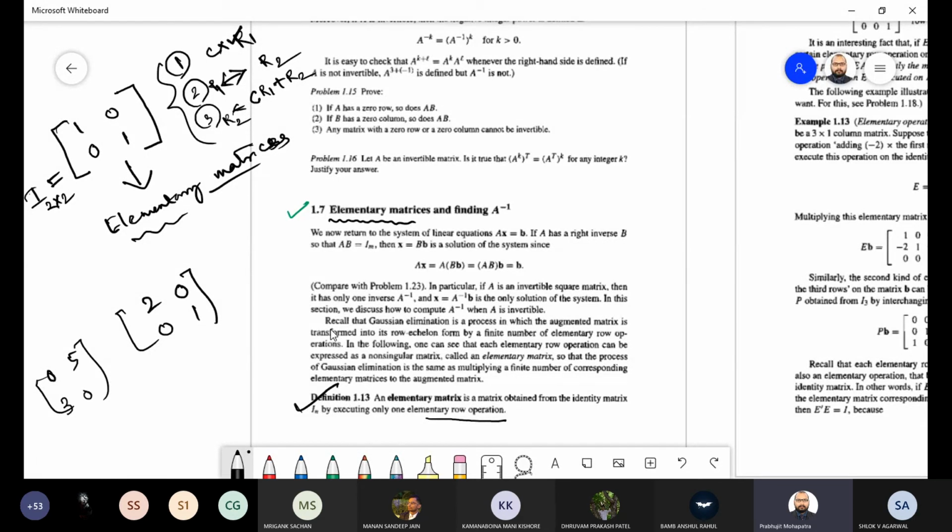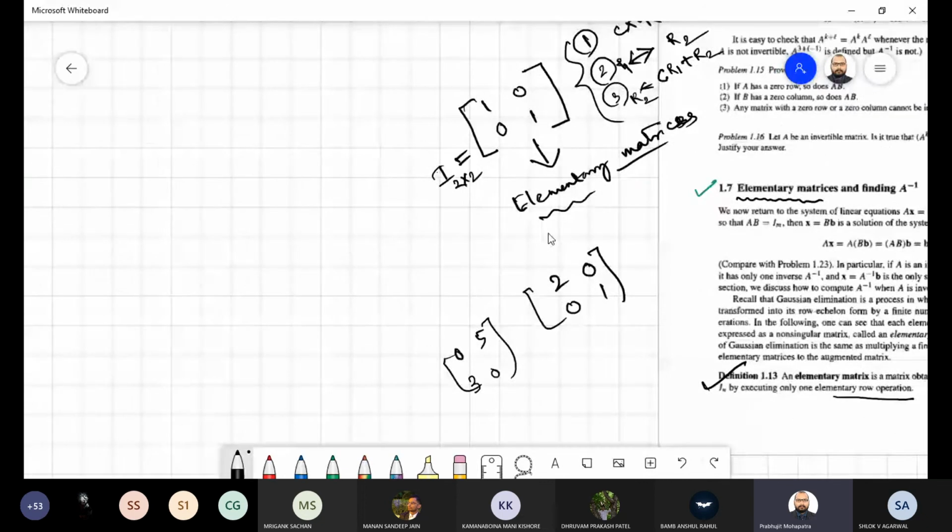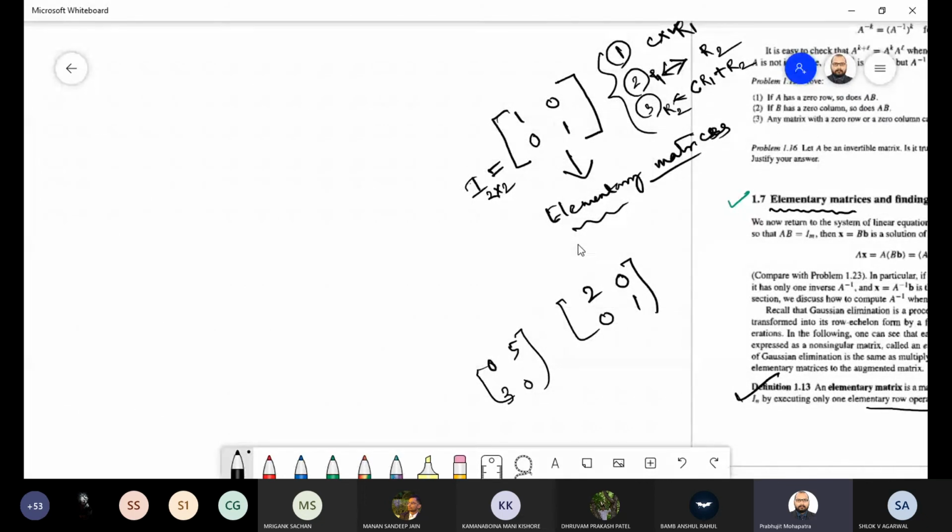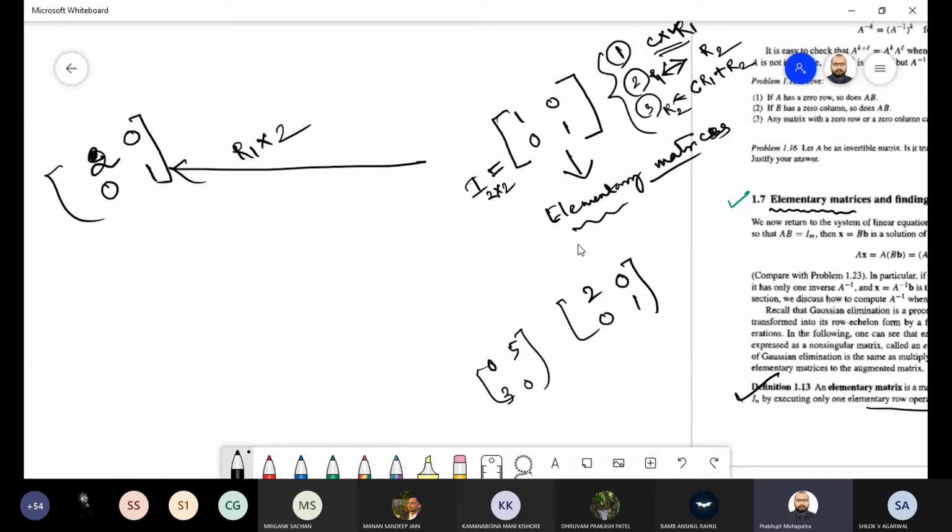Now coming to the use of the elementary matrix, what is required? There is a very important observation here. If I am multiplying row 1 of the identity matrix by 2, I get 2 0 0 1. So what I have done is multiplied row 1 by 2. Is this an elementary matrix or not? This is an elementary matrix.